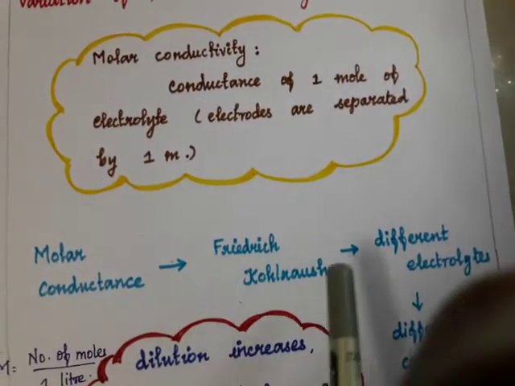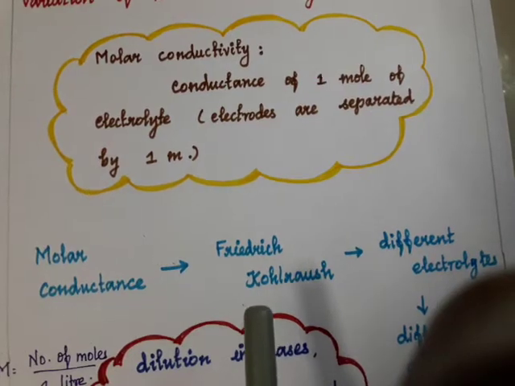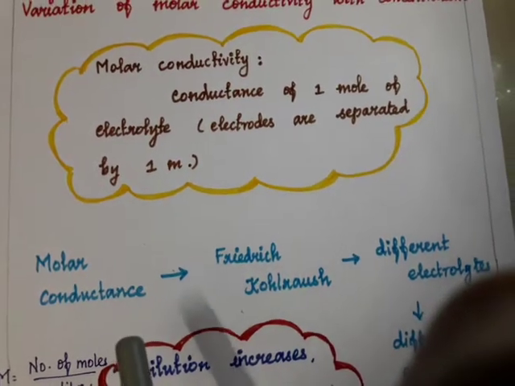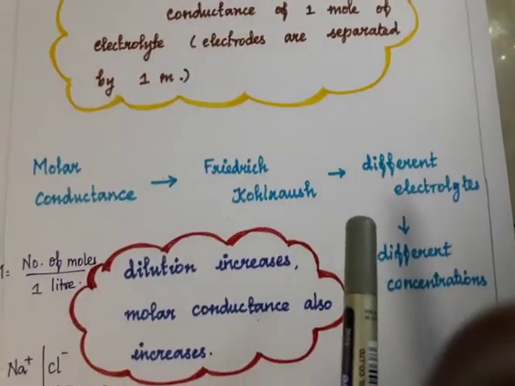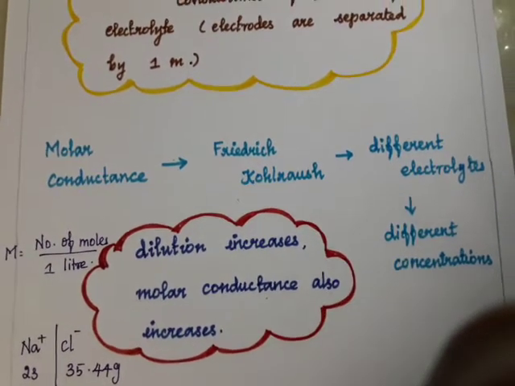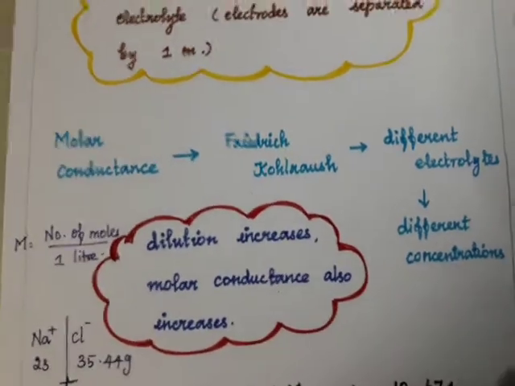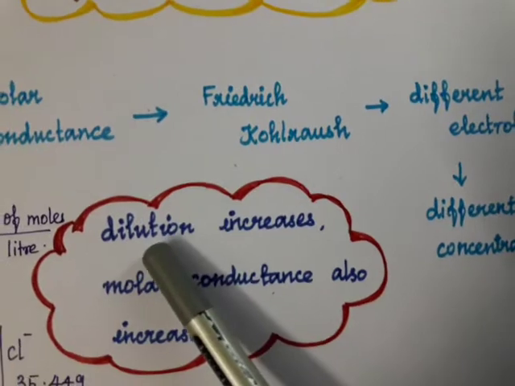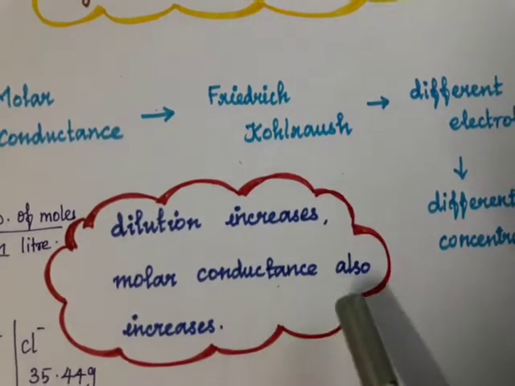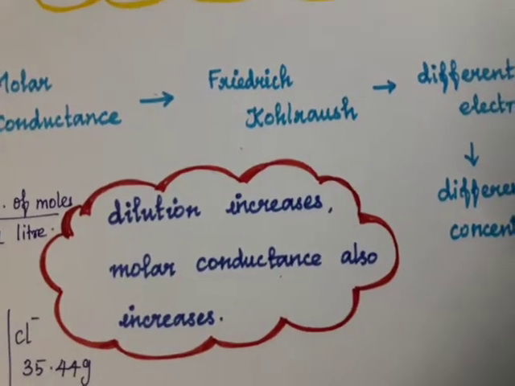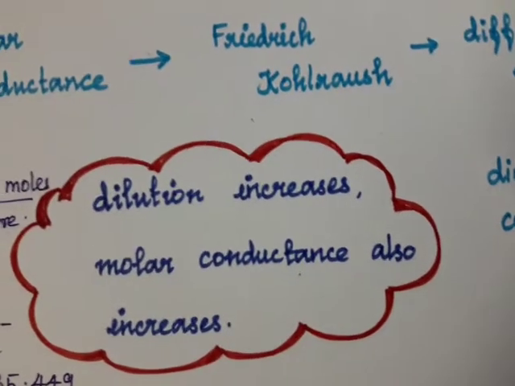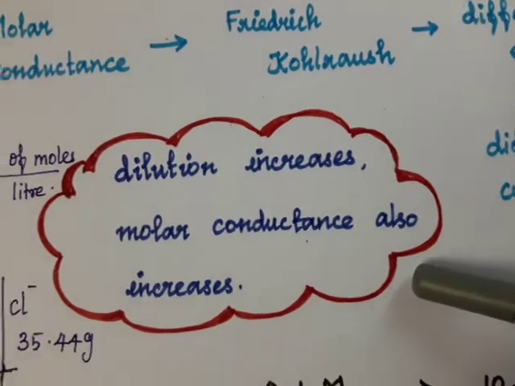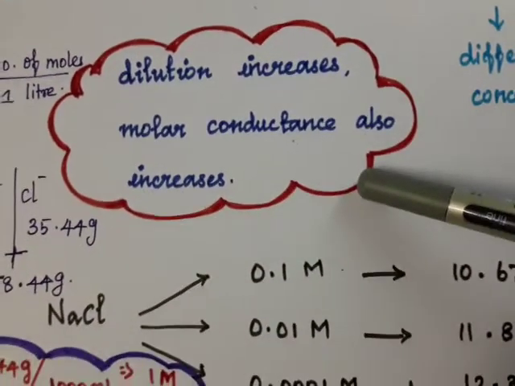The scientist Friedrich Kohlrausch discussed the molar conductance for different electrolytes in different concentrations. And he concluded that if the dilution increases, molar conductance also increases, right? So let me understand by learning one example.